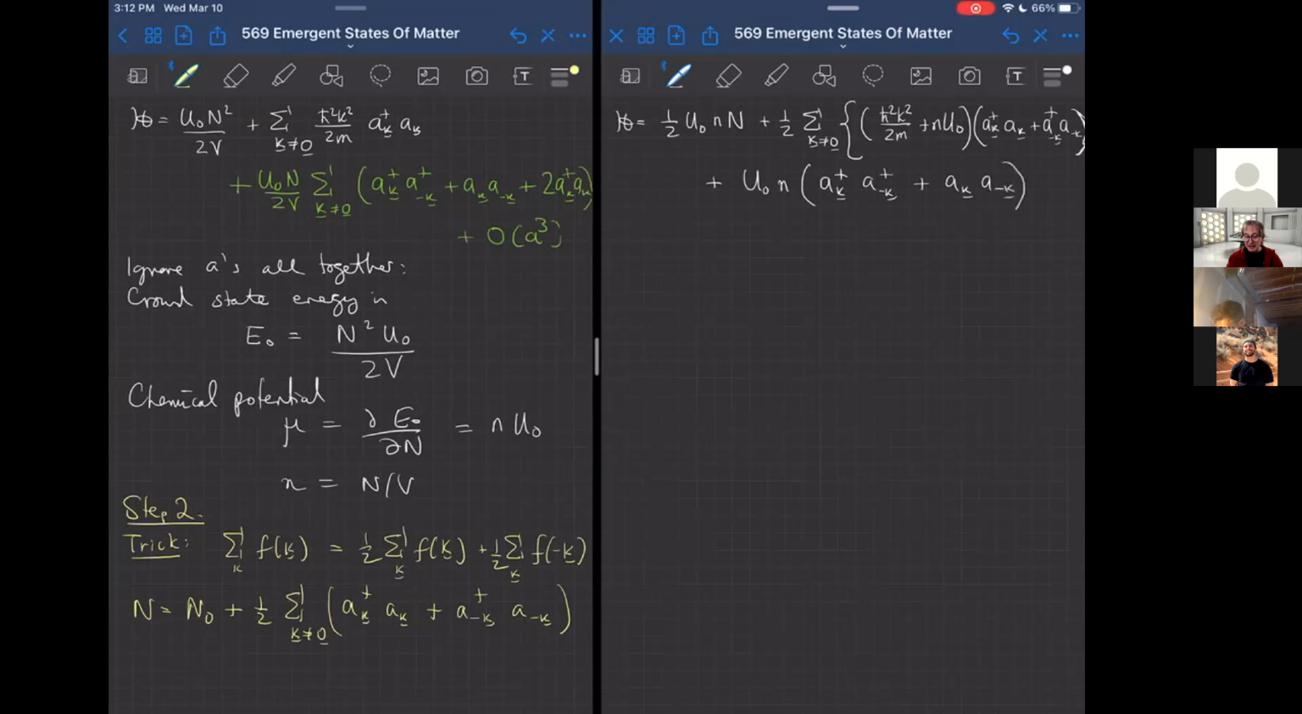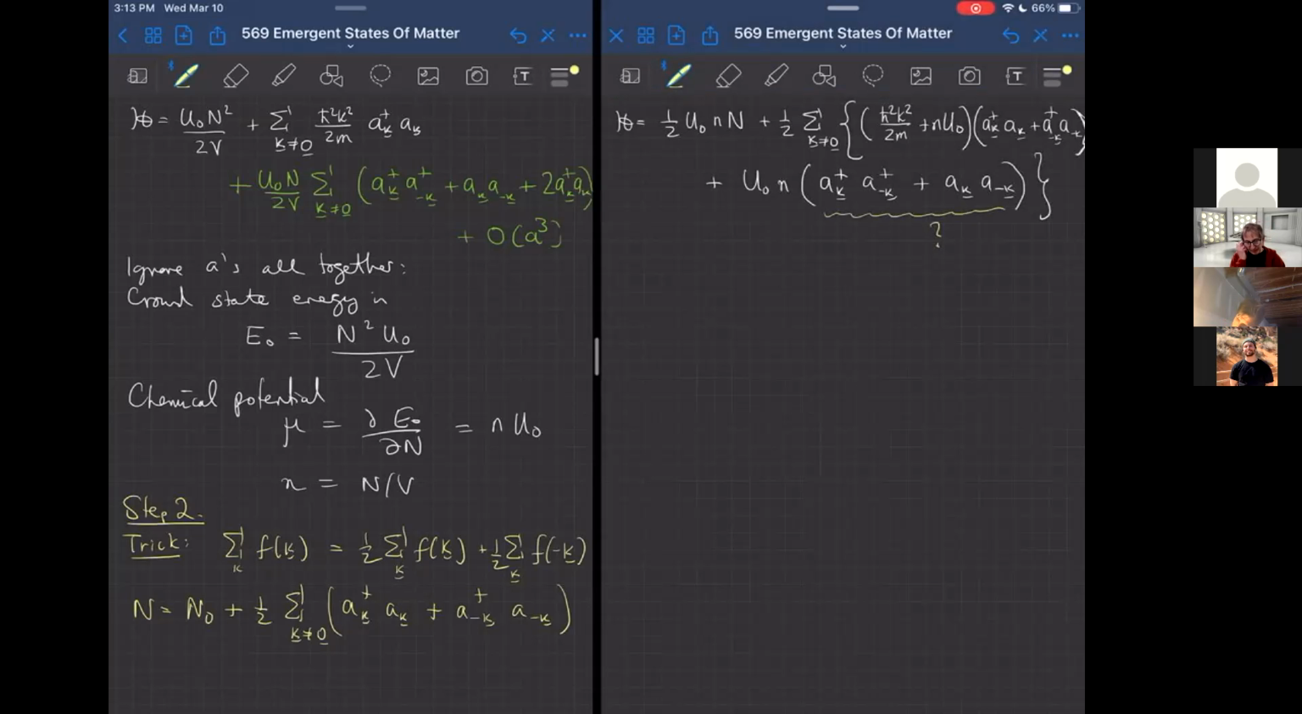They don't look like number operators because they have two daggers or two absences of daggers. Whereas a number operator has a dagger and, you know, a dagger A or something like that. So these terms over here are the ones that are going to make us scratch our head. If we didn't have those terms, we could diagonalize this Hamiltonian. But we have those terms, so we have to figure out some way to get around them.